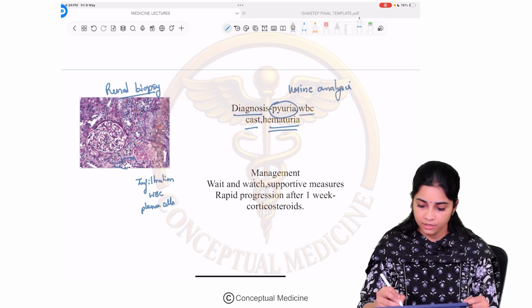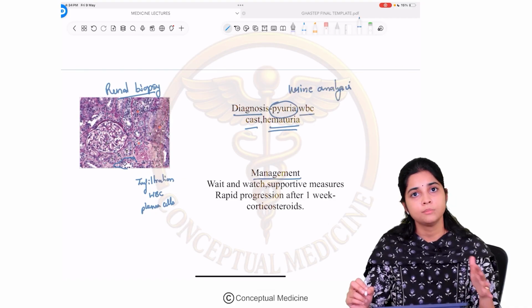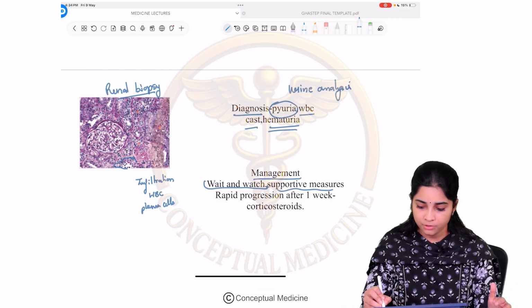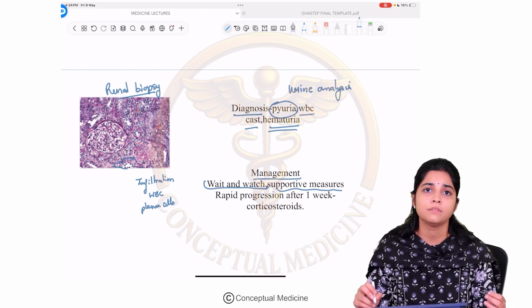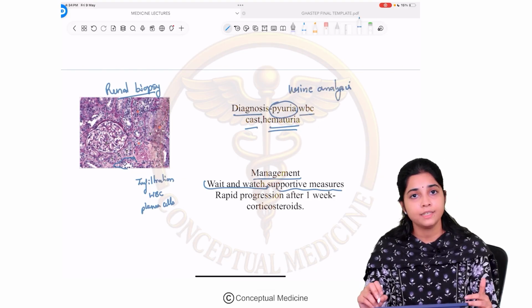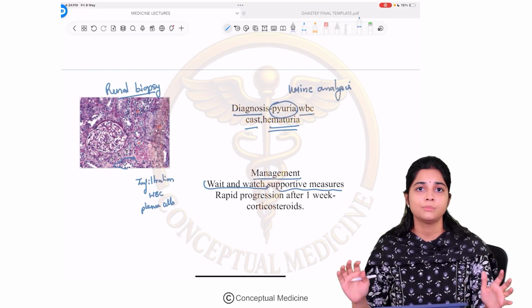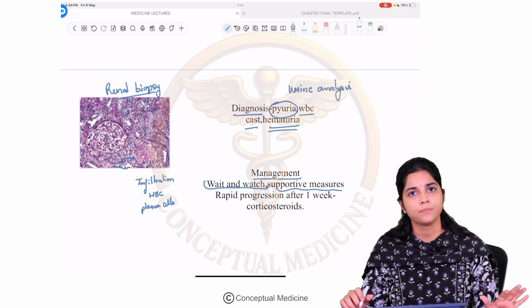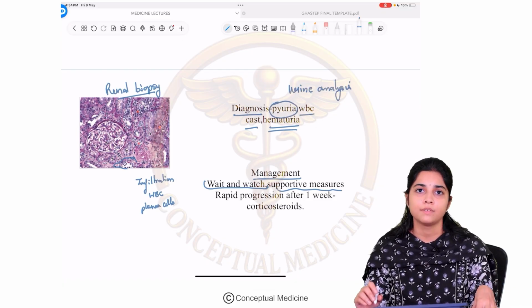Okay, fine. So, what is the management? Most importantly, if it is a drug, you remove the offending agent. Wait and watch. You give supportive measures. If there is hypertension, you give ACE-ARB. If there is proteinuria, you give ACE-ARB. You hydrate them well. Watch out for the volume status. You make sure that the urine output is maintained. And you give some supportive measures throughout. So, the moment you take off the offending agent, you wait and watch and do your conservative measures.